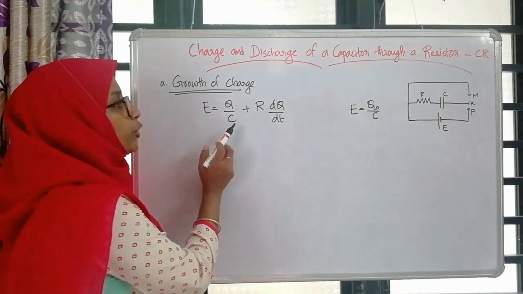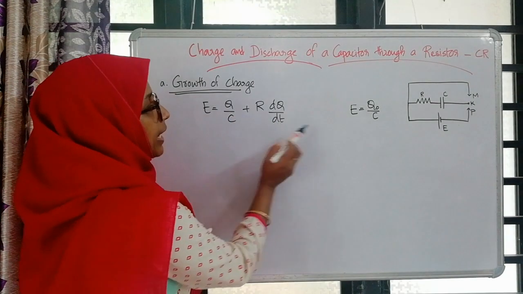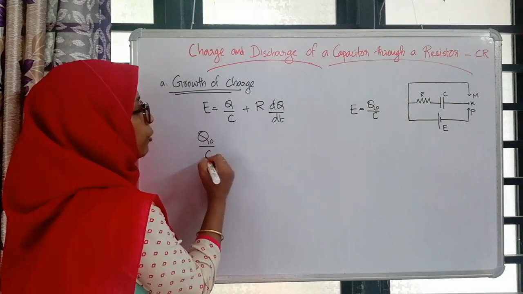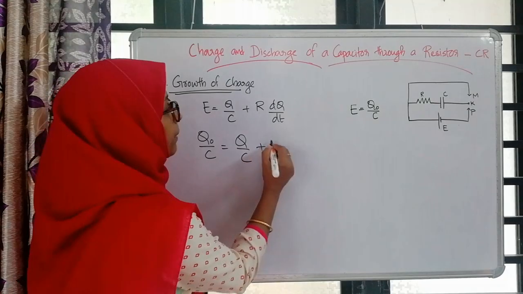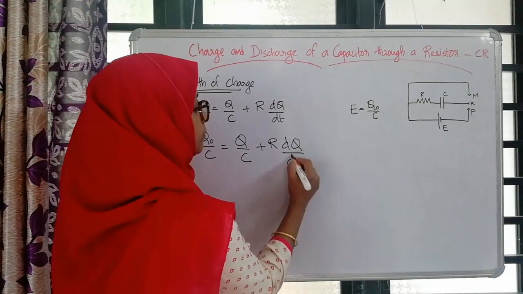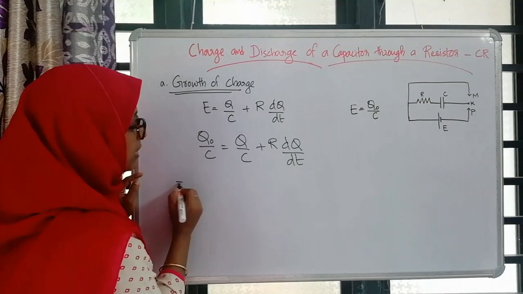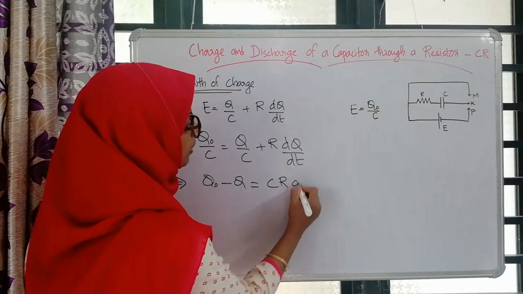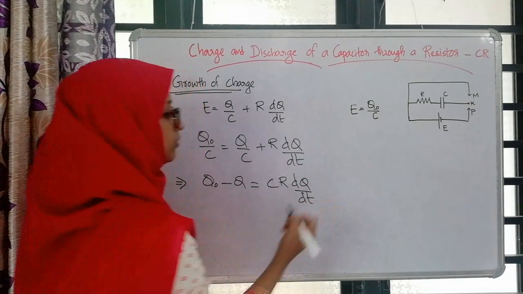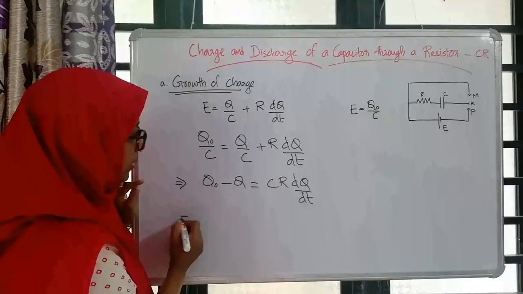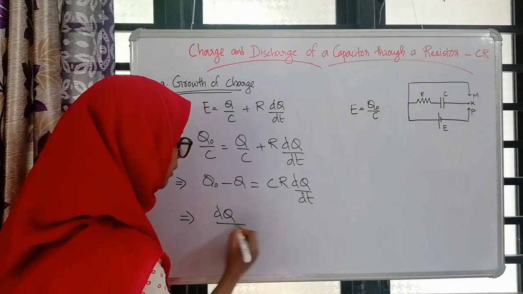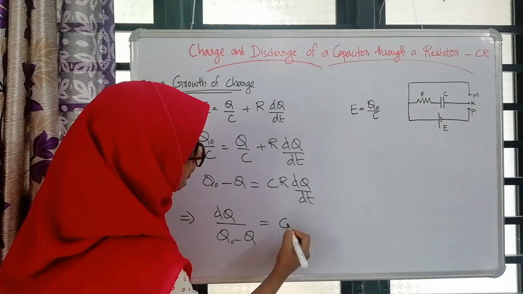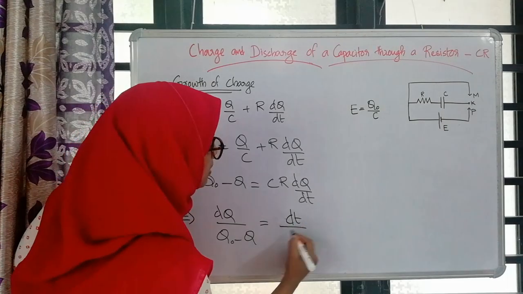That is, E is equal to Q by C plus R dQ by dt, and also E is equal to Q0 by C. I am going to substitute here Q0 by C is equal to Q by C plus R dQ by dt. Then we can rearrange this equation as Q0 minus Q is equal to CR dQ by dt. Again, we can rearrange this equation as dQ by Q0 minus Q is equal to dt by CR.